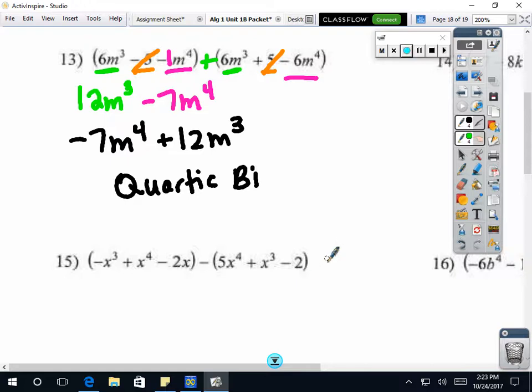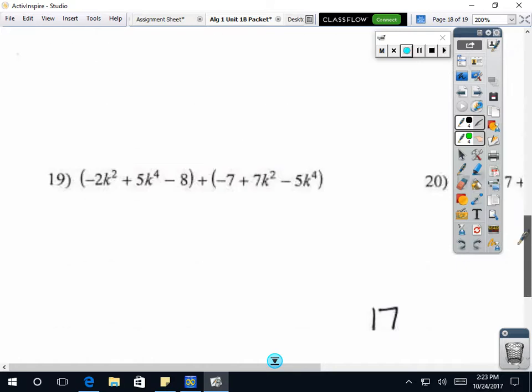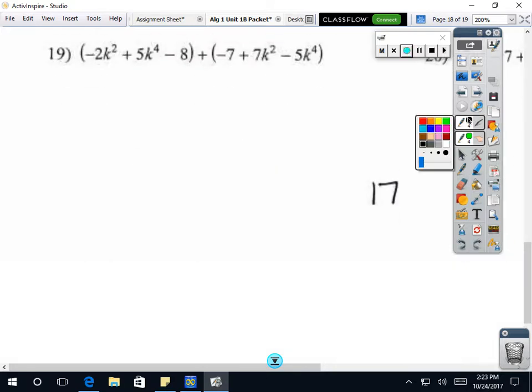Okay, now let's go down to the bottom. There's 2 more additions. Well, we're practicing what we learned yesterday before we move on. The first term I see is negative 2k squared. What can you combine with it? 7k squared. And you're asked to add them. So what's a negative 2 plus 7? 5. So 5k squared. Okay, then the next term you get to is 5k to the 4th.